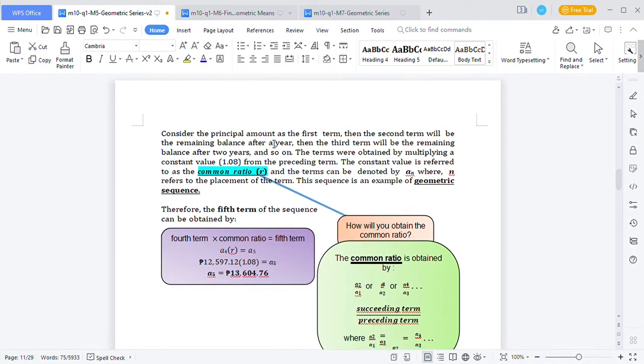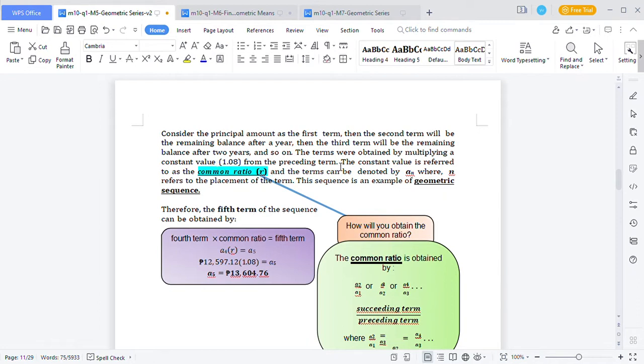So consider the principal amount. Our principal amount there is 10,000 pesos. As the first term, the second term will be the remaining balance after a year. And then the third term will be the remaining balance after 2 years. So this is what compounded means. The terms were obtained by multiplying a constant value. The constant value we multiplied is 1.08 from the preceding term.